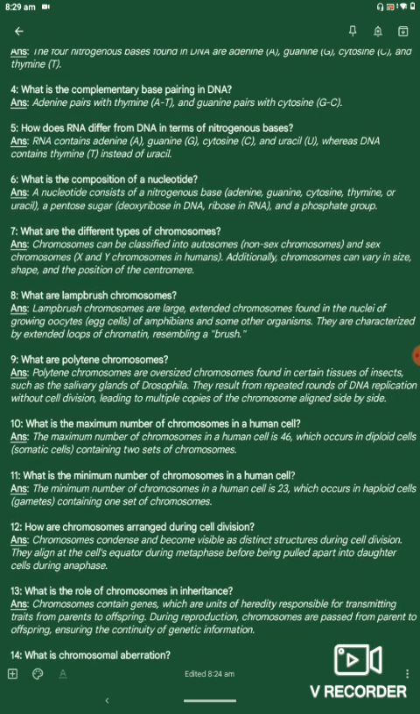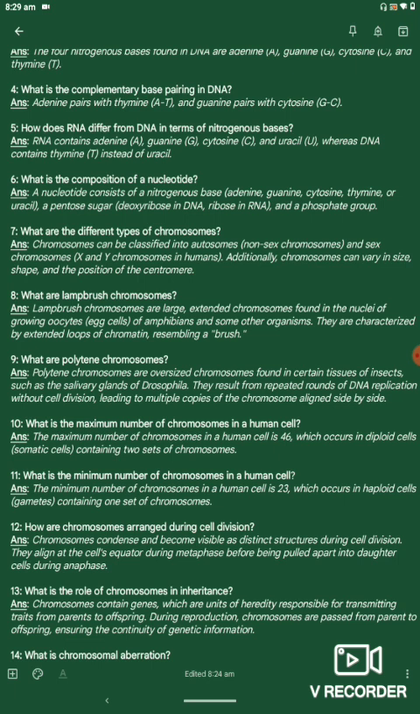Question 7. What are different types of chromosomes? Answer. A chromosome can be classified into autosomes, non-sex chromosomes, and sex chromosomes, X and Y chromosomes in humans. Additionally, chromosomes can vary in size, shape, and the position of a centromere.